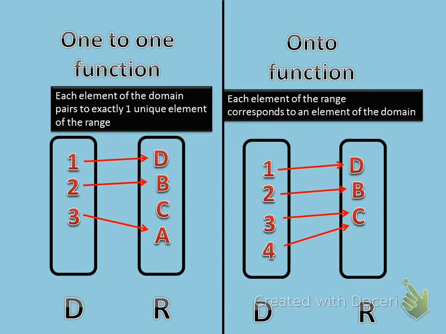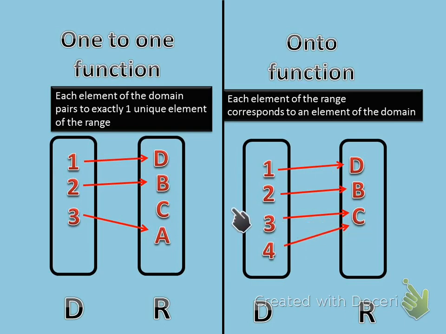Okay, because it's not unique anymore from your X's to your Y's. But everybody in the Y box, in your range box, has a buddy over in your X box. See what I did there? Yeah, okay, cool. Alright, in your domain box. That's what makes it onto.